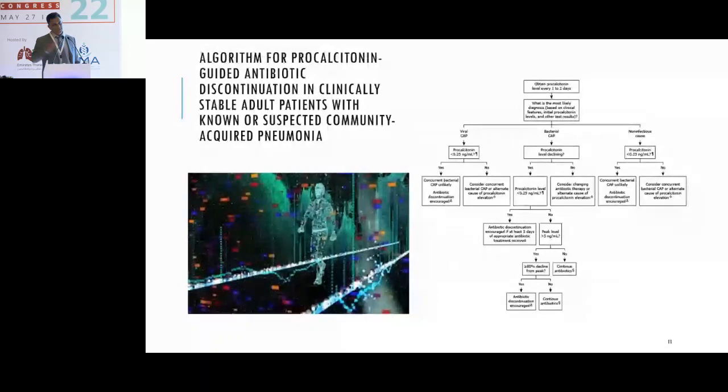So, with umpteen articles on the system, this is an AI-based algorithm based on procalcitonin. The cutoff is 0.25. Based on procalcitonin, how are you going to manage the patient?